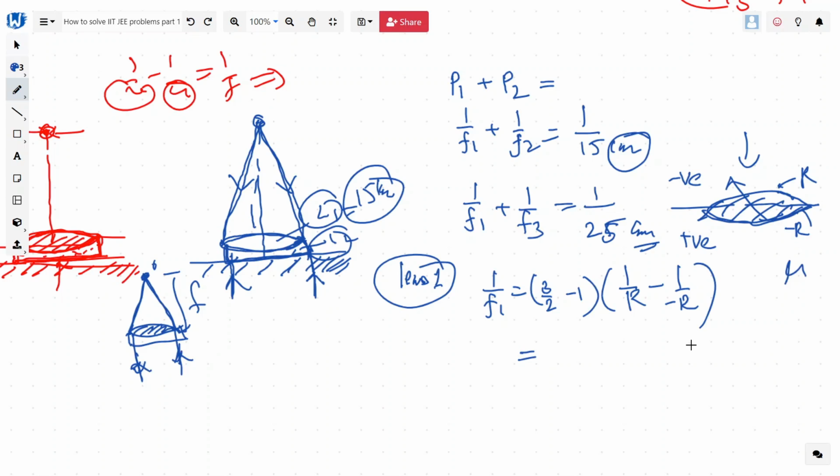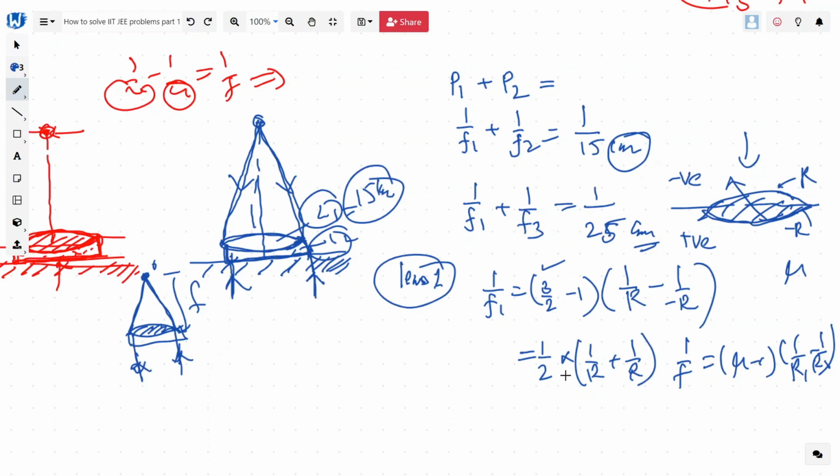So our lens maker formula, I'll write it down: 1 by f is equal to mu minus 1 into 1 by r1 minus 1 by r2. So 1 by f, mu is equal to 3 by 2 for this convex lens, minus 1, into 1 by r minus 1 by minus r. So this is going to be 1 by 2 into 1 by r plus 1 by r. That is 2 by r, 2 will cancel, so 1 by f1 is equal to 1 by r, and f1 is equal to r.